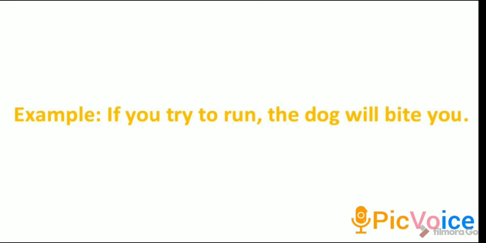Has the dog bitten him already? Or is it going to happen in future? Yes, it is going to happen in future. And that action, the action of biting or the situation will happen only if he tries to run. So here two important things should be considered. Type 1 always indicates future and the situation is followed by a condition.